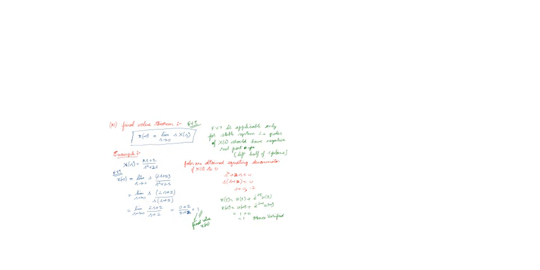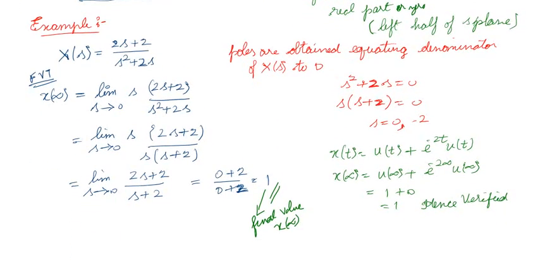Sorry, I had minimized. Now it's clear, no? Right. U of infinite is 1. E power minus 2 infinity is 0. So 0 into 1 is 0. So 1 plus 0 is 1. So that's how I have solved using Laplace final value theorem. Using the final value theorem expression, I have solved this. Using time domain, in place of t, I got 1. Both the results are the same.